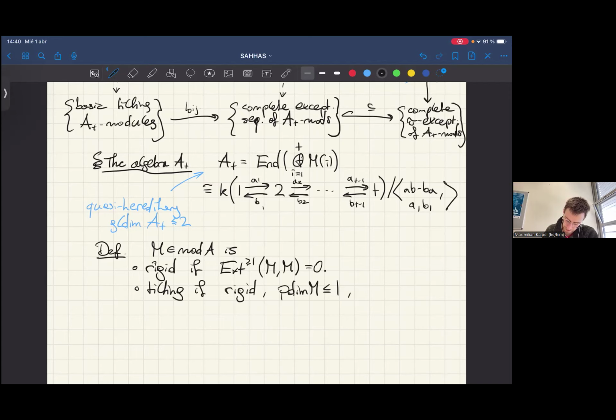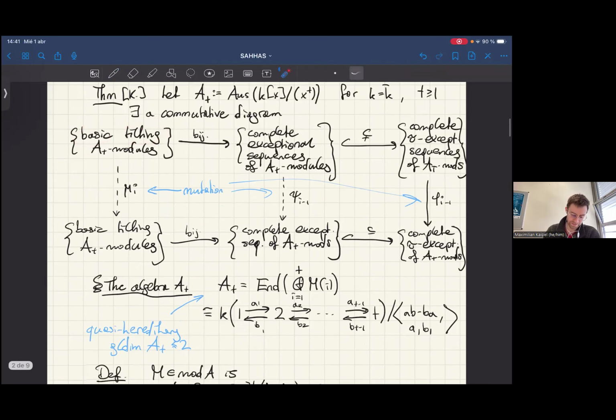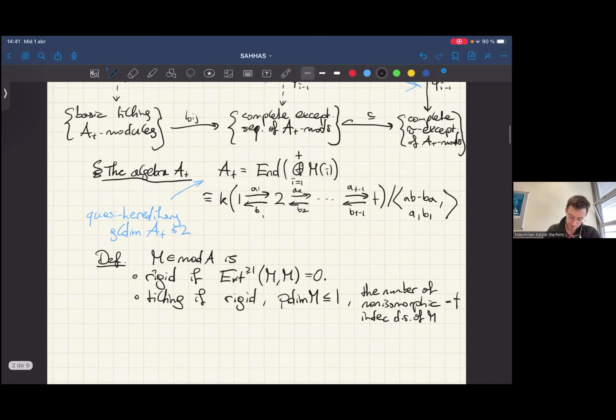And I will write it out. And the number of non-isomorphic indecomposable direct summands of M is equal to T. So this has T indecomposable direct summands up to isomorphism. And I will call, so this explains already, I guess, this word tilting here. Basic means that all of the summands are non-isomorphic. So that explains that part.